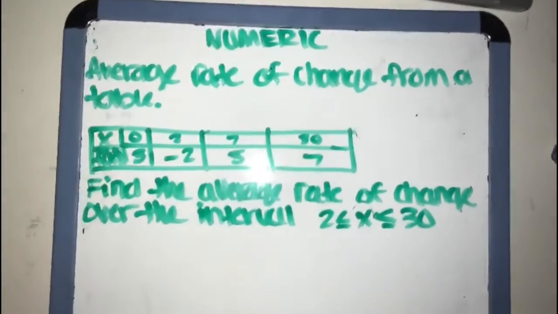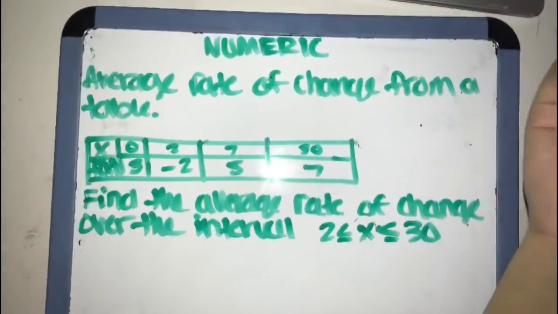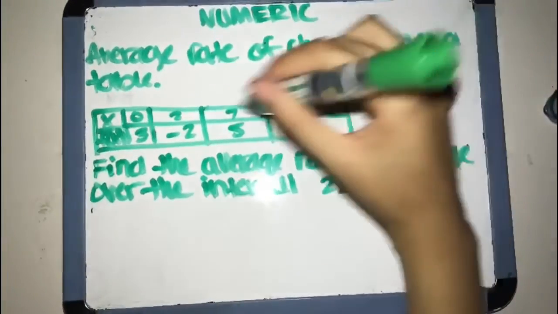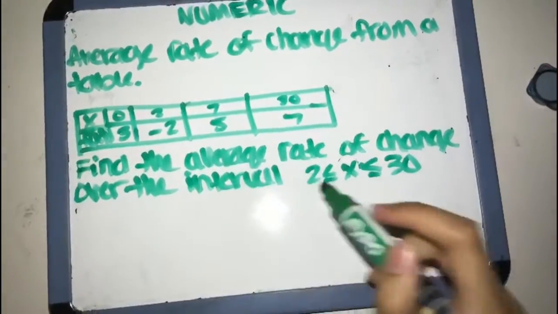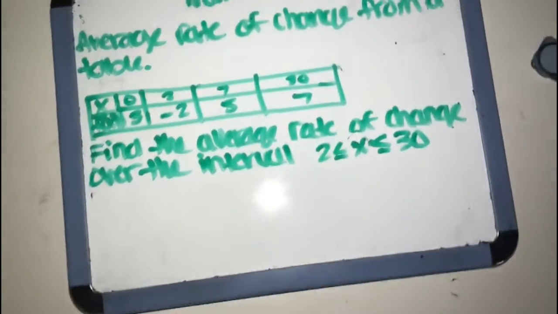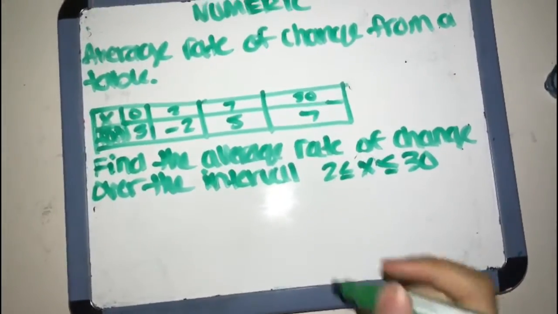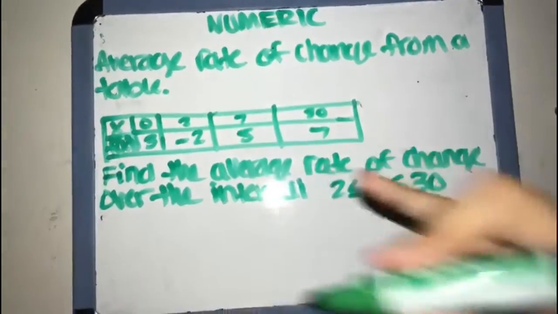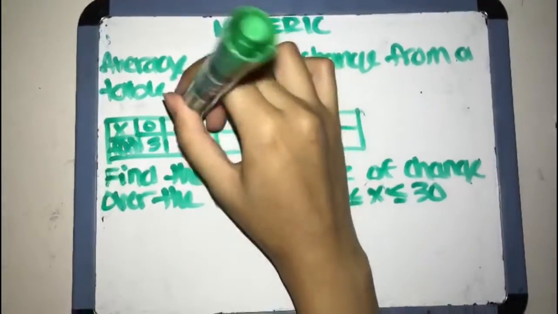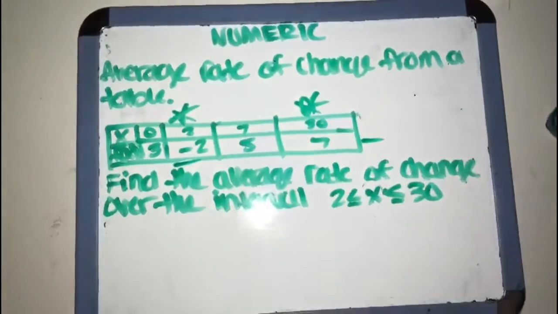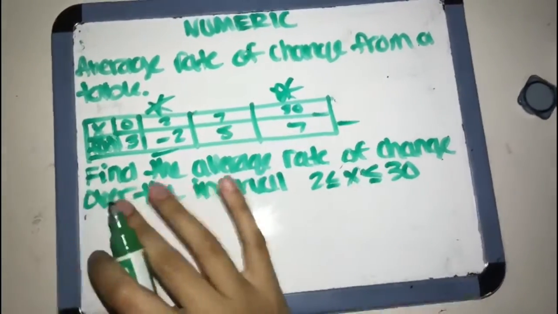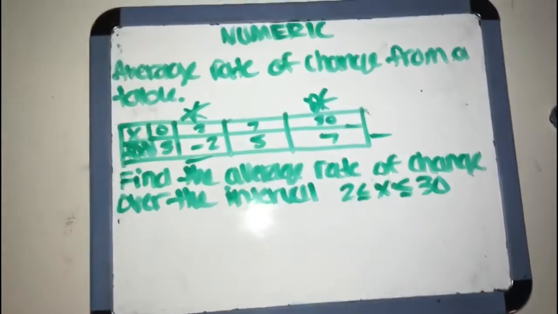This is the numeric portion of the problem. This one is a table one, and it says average rate of change from a table. It says find the average rate of change over the interval 2 less than or equal to x less than or equal to 30. So what I do is locate where the 2 and 30 are. We have 2 right here and 30 right here, and the f of x values are 7 and 2. So we located where that is, and now let's go to step 2.